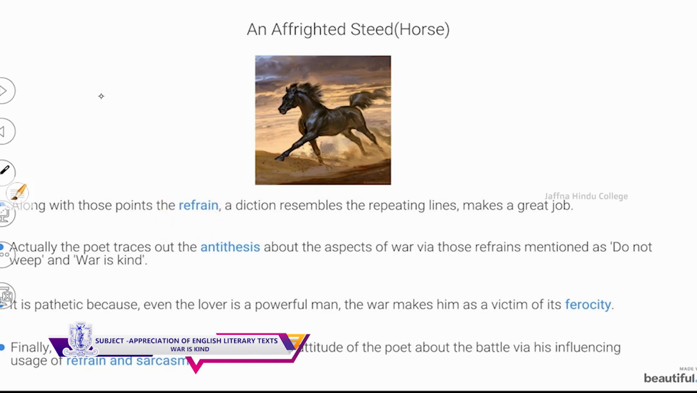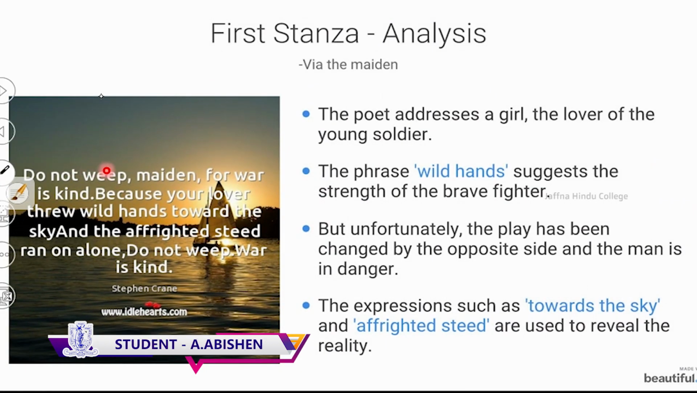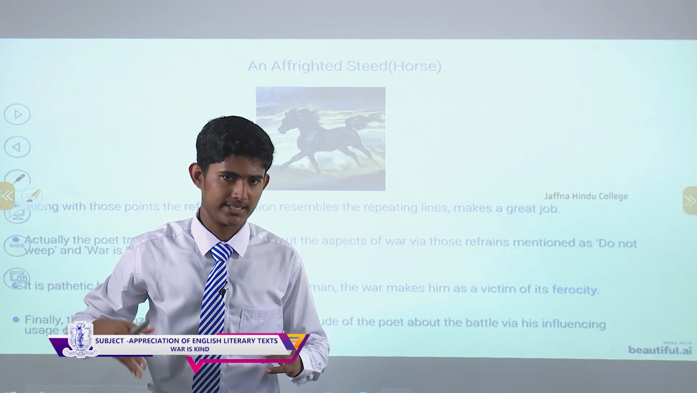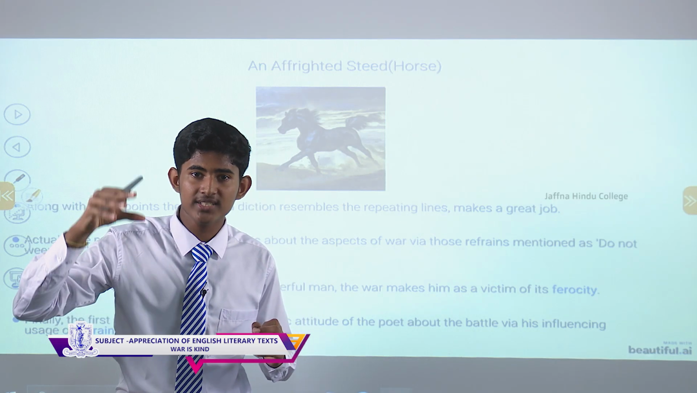So what is a refrain? Refrain means repeating of lines. Here we can see, do not weep, maiden, for war is kind. At last also, do not weep, war is kind. These two lines are repeated. What is the reason for this? Because the writer wants to emphasize the fact.